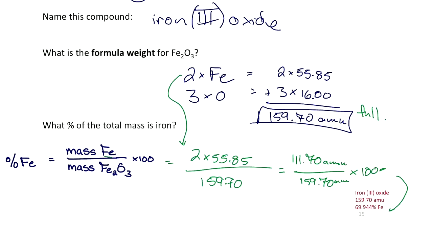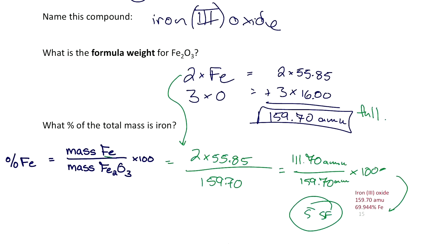So 69.944% iron. This should have 5 sig figs because all these numbers we're working with have 5 sig figs. Because now we're doing multiplication. All right. Okay. So that's how we do percent composition. How would we get the easy way? What would be the easy way to get percent composition of oxygen in the sample?